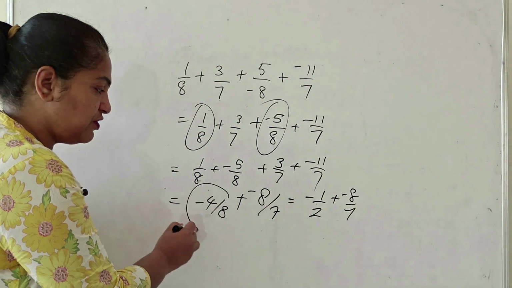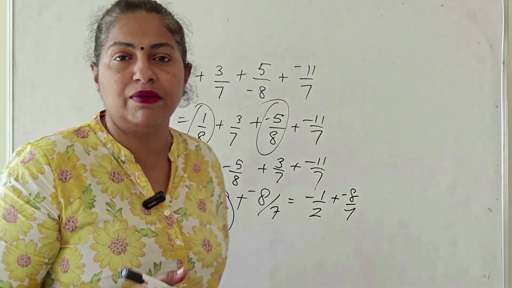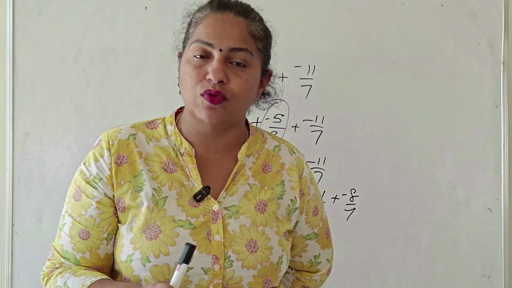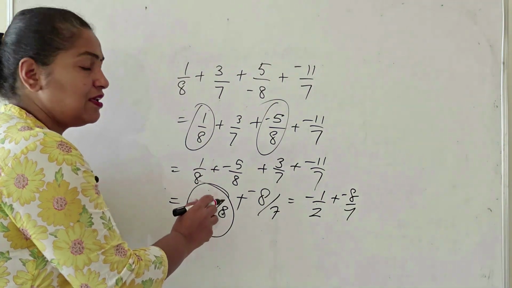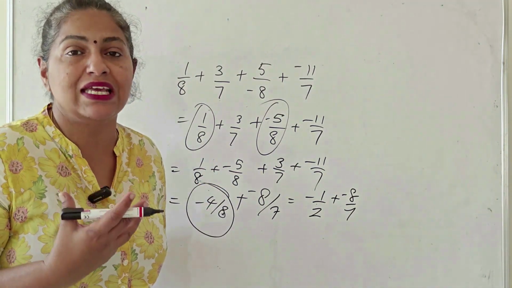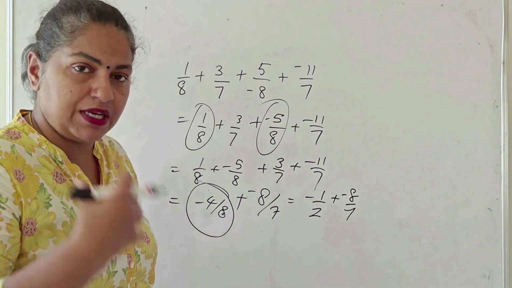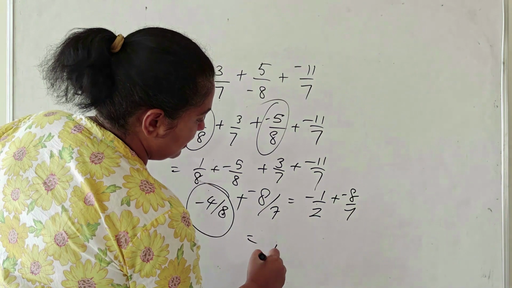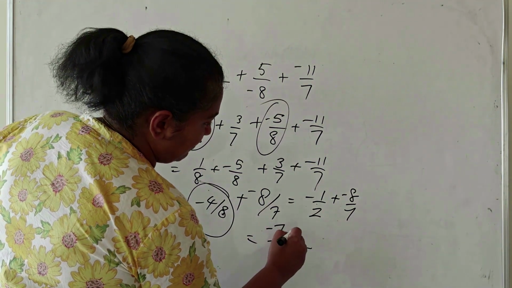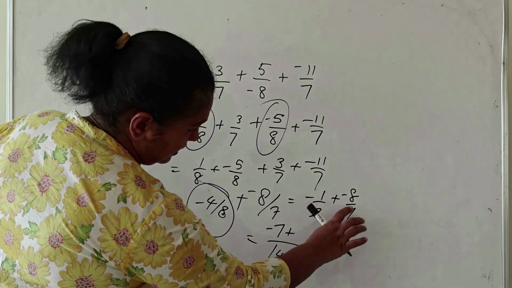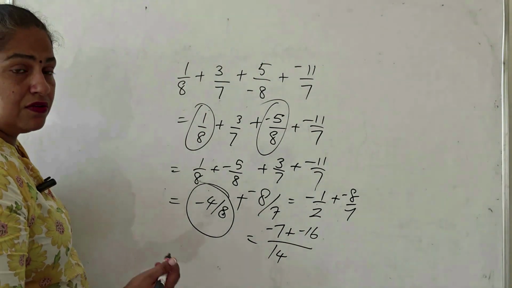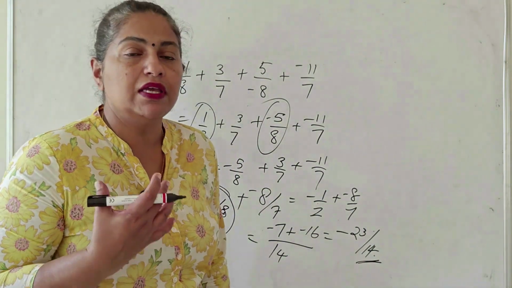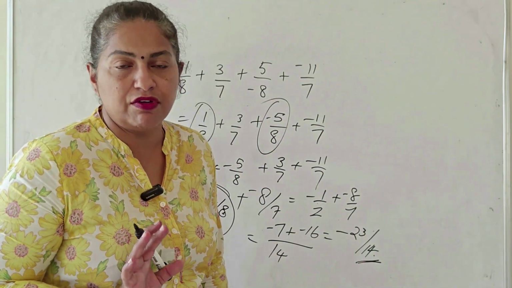Now reducing minus 4 by 8 to minus 1 by 2 is not mandatory. You can retain it as minus 4 by 8 and do the sum, but then when the denominator is huge, it is more difficult to take the LCM. So I am going to reduce it, bring it to the standard form and proceed with my sum. So here my LCM is 14. I will get a minus 7 here, and I am going to get minus 16 here. Okay. So here I will get minus 23 by 14, which I cannot reduce further. So this is our final answer.